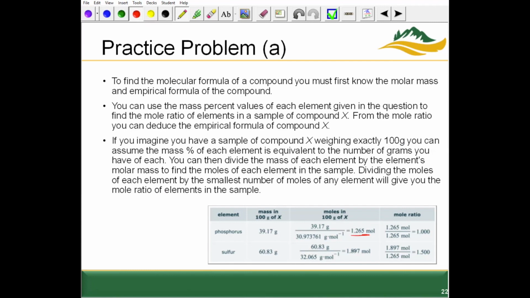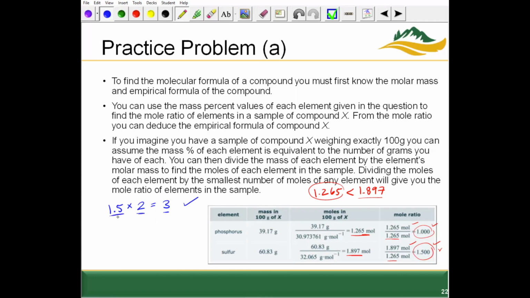Next, we want to identify the smallest mole amount. So 1.265 is less than 1.897. That means we want to divide each of the mole amounts, 1.265, by 1.265, and divide 1.897 also by 1.265. When we do that division, we get these numbers of 1 and 1.5. 1 is a whole number, 1.5 though is not yet a whole number integer. So 1.5, can we multiply that by 2 to get it into a whole number? Yes. So we didn't even need to try any other numbers.